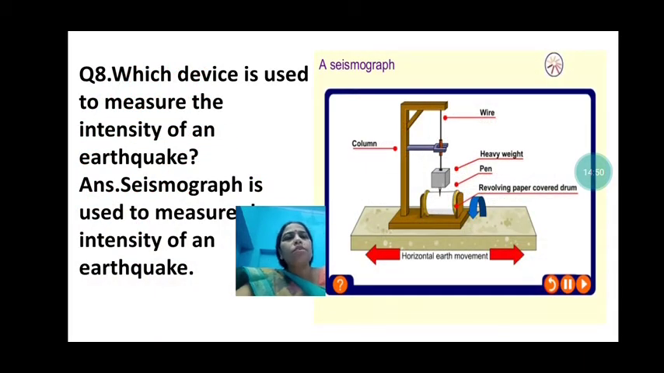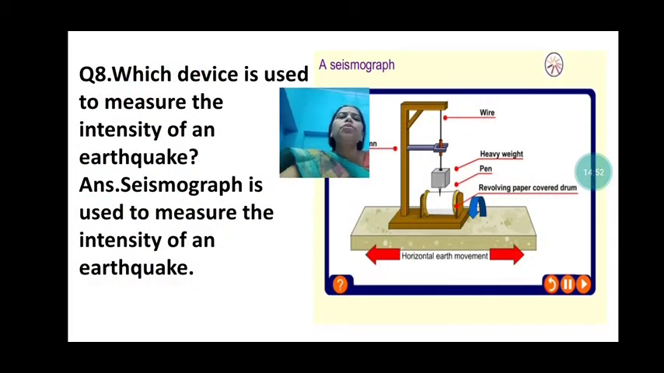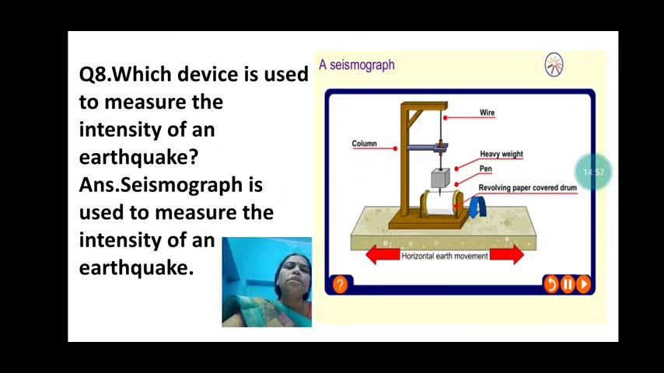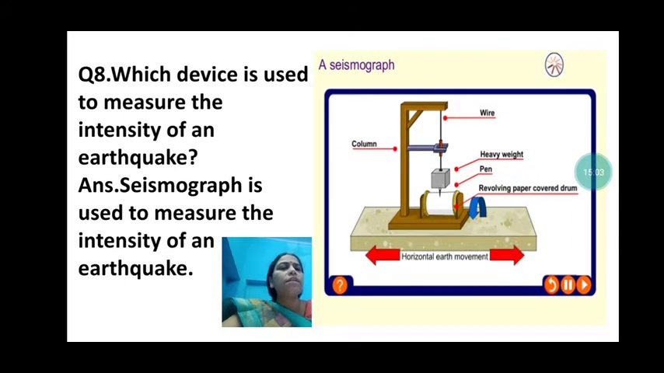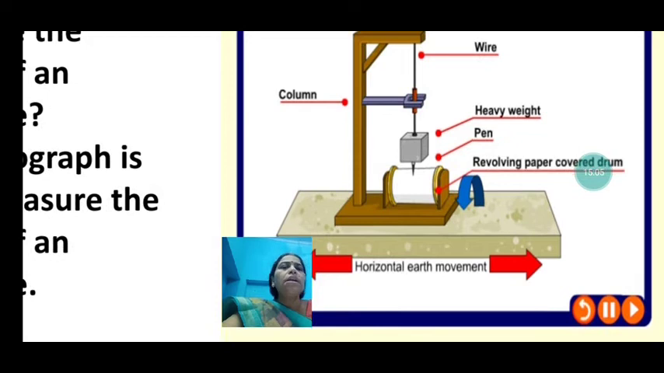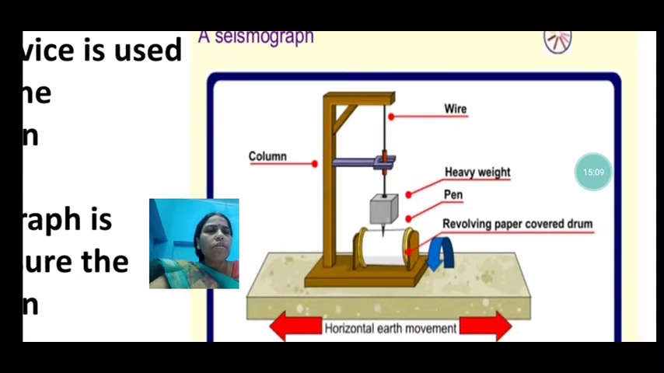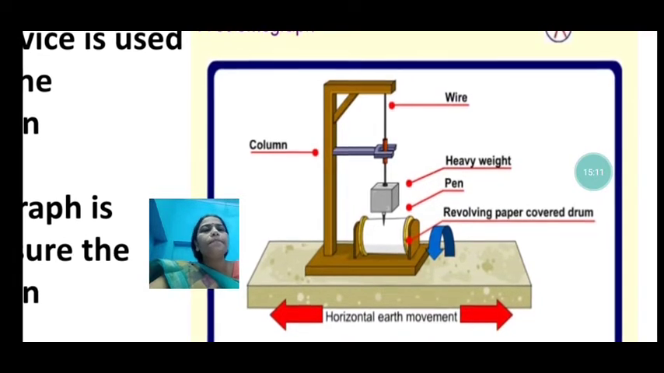Now, what is a seismograph? Which device is used to measure the intensity of the earthquake? To measure the intensity of the earthquake, we use a seismograph. So this is the seismograph. With this the intensity of the earthquake is measured.